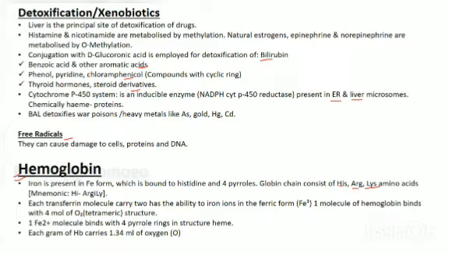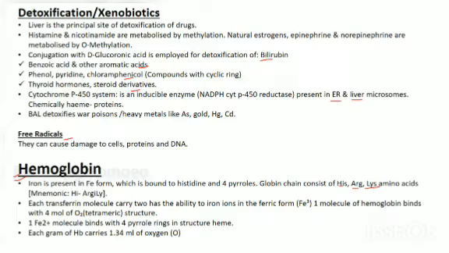About hemoglobin, iron is present in the hemoglobin in the ferrous state and bound to the histidine by 4 pyrroles. Globin chain here consists of histidine, arginine, and lysine amino acids. His-Arg-Lys, that is the mnemonic we earlier discussed. Here, each molecule carries 2 iron ions, that is in ferric form.